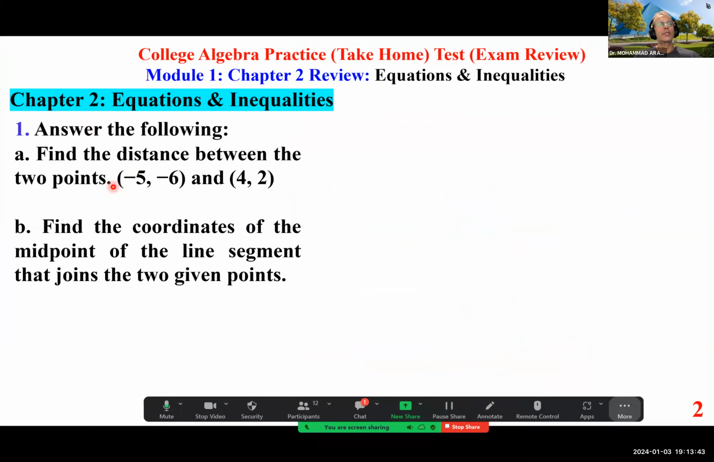Find the distance between the 2 points given as -5, -6, and 4, 2. Find the coordinates of the midpoint of the line segment that joins the two given points.